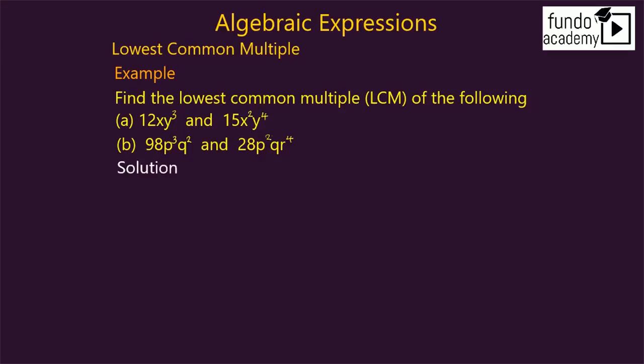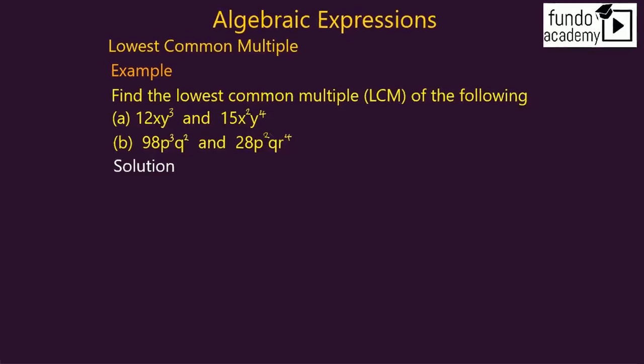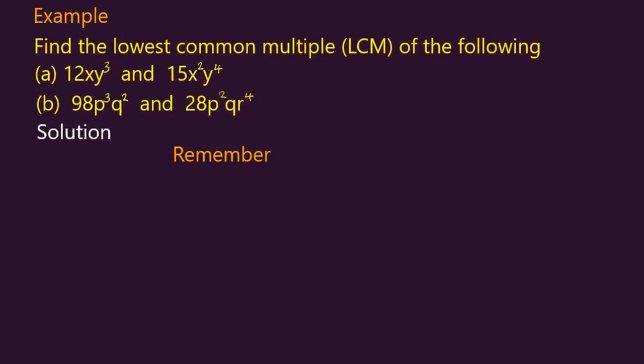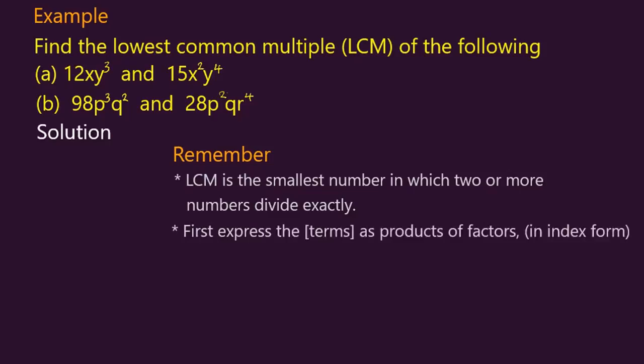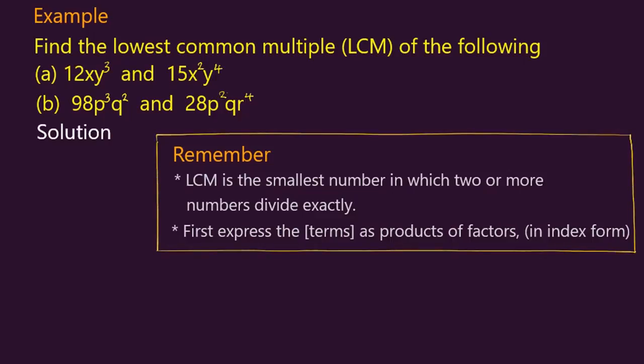But before we start our working, I want you to remember these things which are very important. You need to know that the LCM is the smallest number in which two or more numbers divide exactly. So that's what we call the LCM. And also when you're looking for the LCM, first express the terms as products of factors in index form. That's also another very important thing. We were doing this even when we were looking for the HCF in the previous lesson.